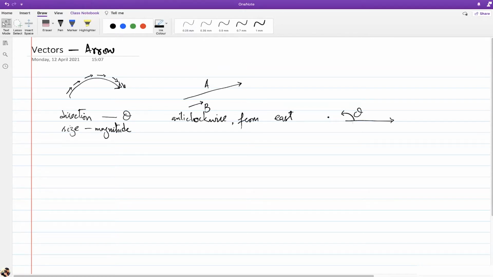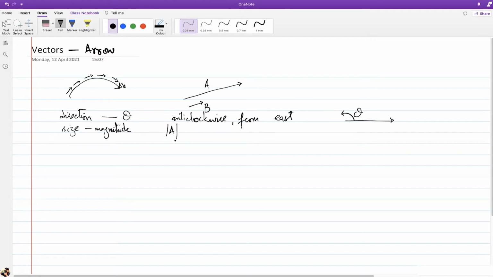You might have studied about bearings in O Levels. So in bearings too, you just take the sense of direction from north instead of east or anything. Okay, so that again has its own merits. So just like that, this is another way of measuring it, and that's how you will usually state it in the exam. So magnitude is basically the length. So we usually show it as this.